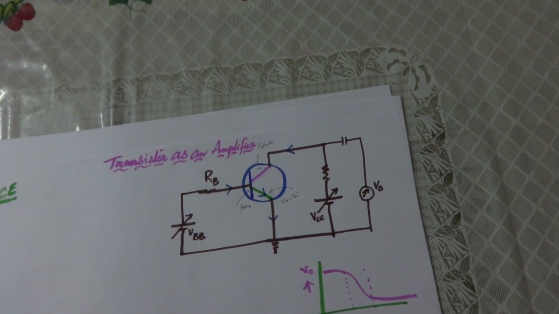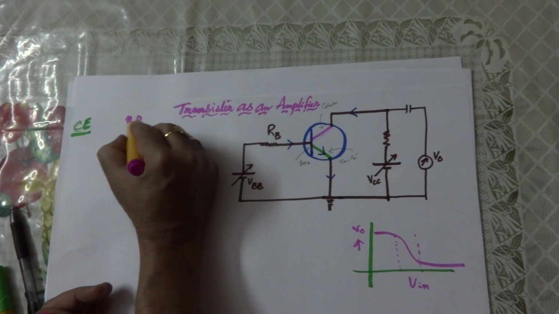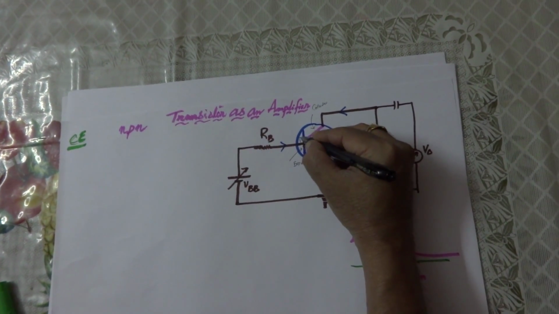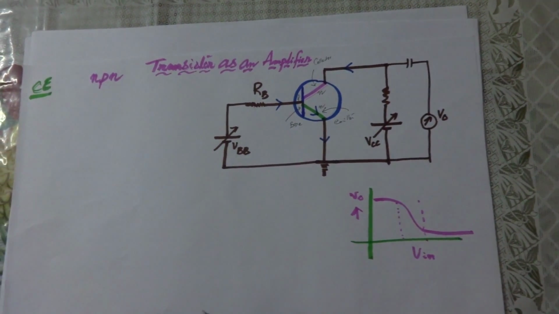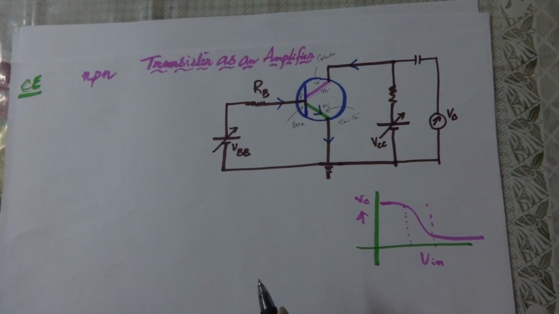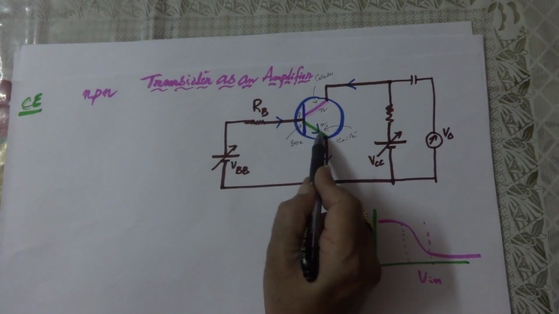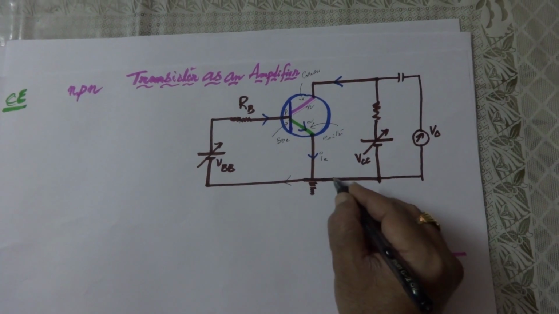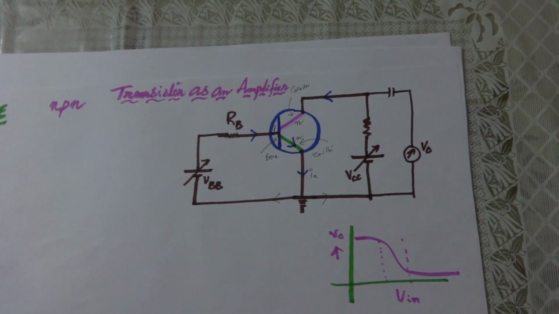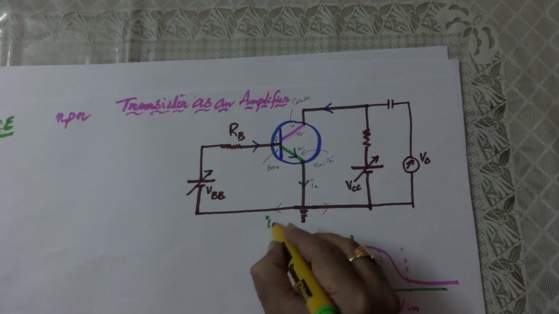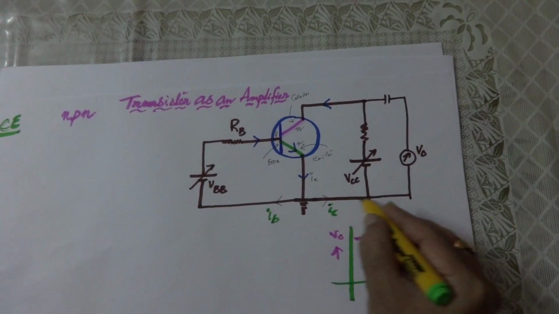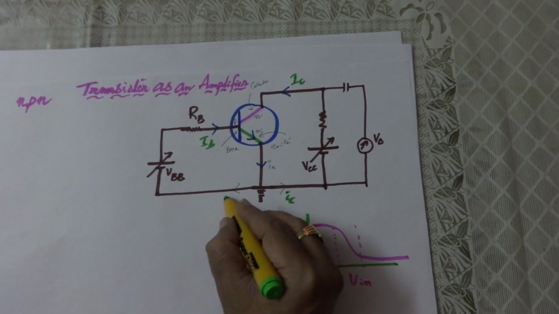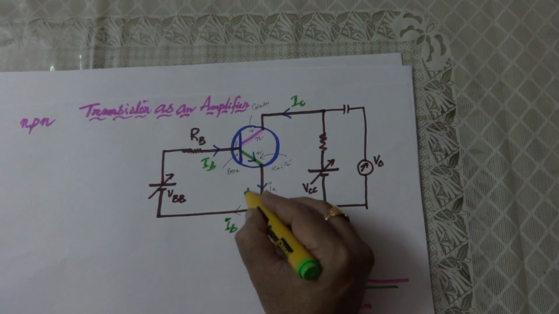We are discussing for NPN transistor. Therefore, this is N, this is P, and this is N again. The conventional current direction is always from positive to negative. Therefore, the arrow mark is to be fixed from P to N. Now, this emitter current IE at this junction will be split into IB and IC. So this is IC and this is IB. Now this is IE.